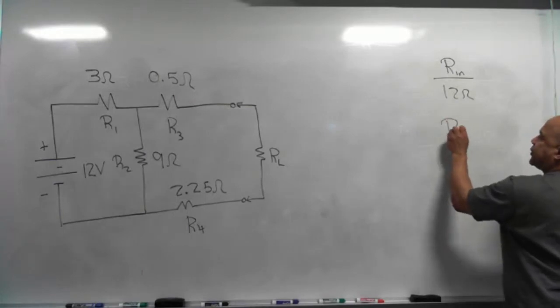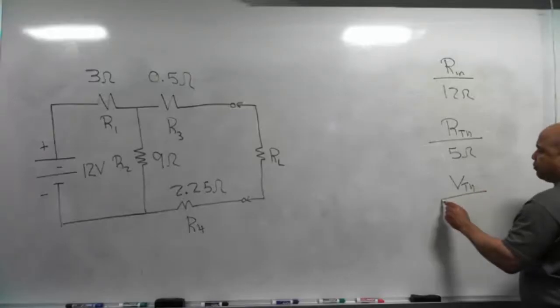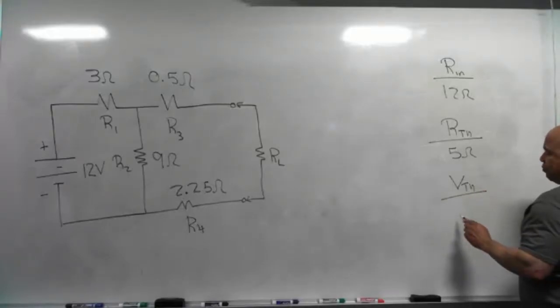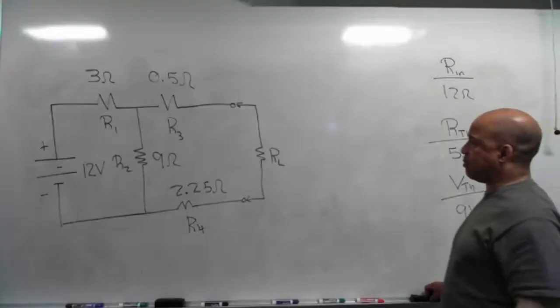What about RTH? I got 5 ohms. Anybody get something different than 5? What about VTH? I got 9 volts. Okay. Same. Anybody get something different than 9? All right, well, let's talk about it.